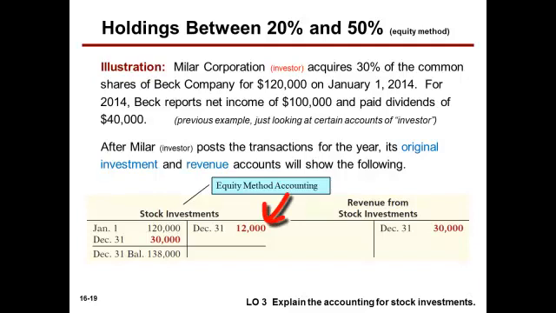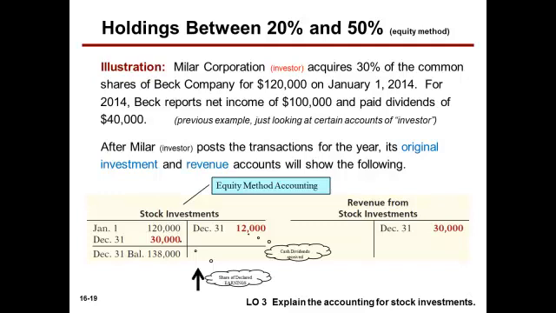By the way, the other side of the entry to the $12,000 cash dividend is to increase cash and credit stock investments. We see the other side of the earnings entry here, which is going to a revenue from stock investment account on the income statement. So, under the equity method of accounting, the stock investment account on the investor's books will increase for the share of declared earnings and decrease for any cash dividends received from the investee.